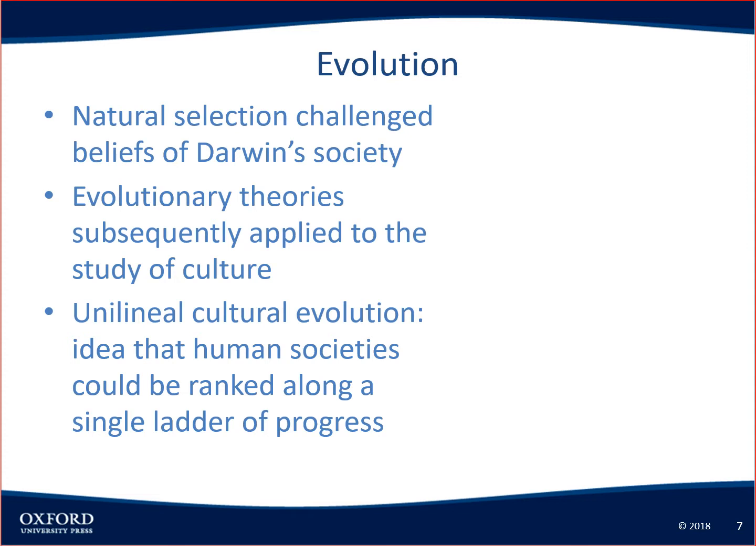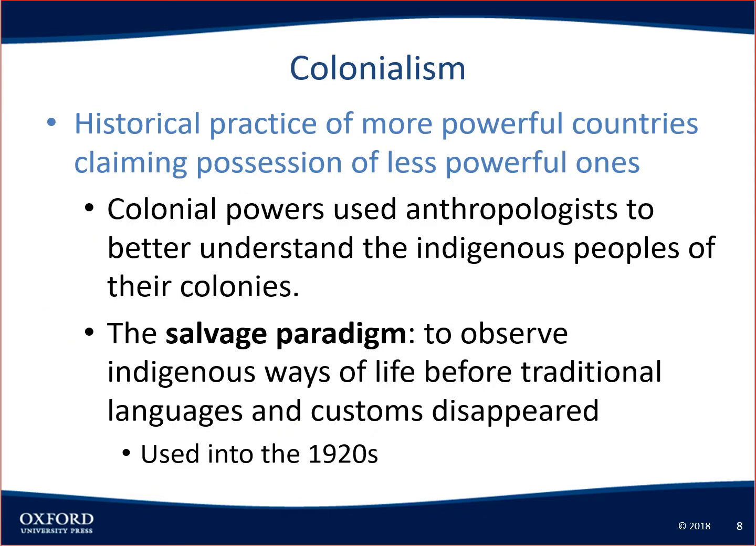So unilineal, that means one line of cultural evolution, the idea that human societies could be ranked along a single ladder of progress. That's what I was just saying about the evolution and Darwinism being put onto societies. So you have savages and then chiefdoms and you go on from there. We'll most likely end up talking about that a little bit at least, if not in greater depth later in the semester.